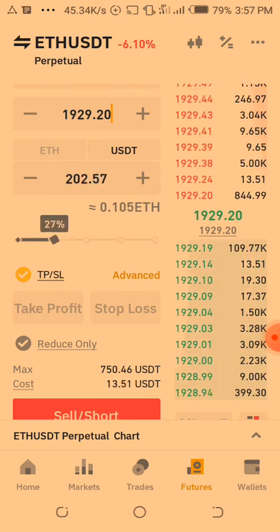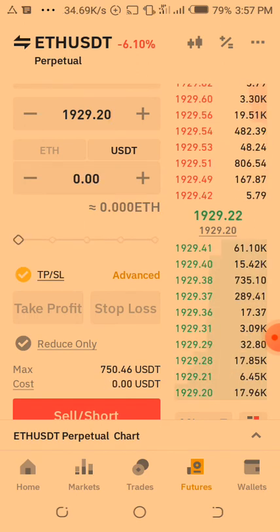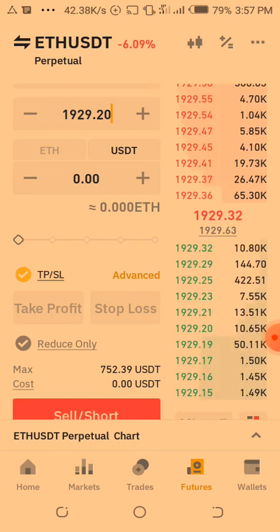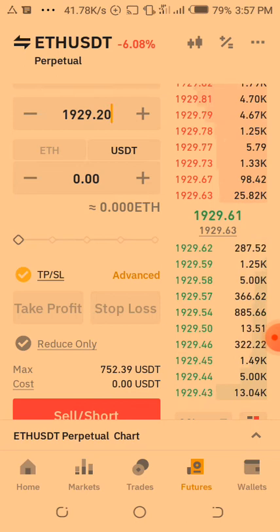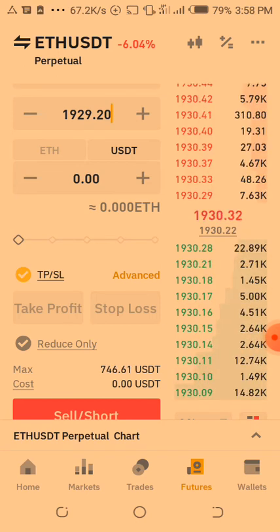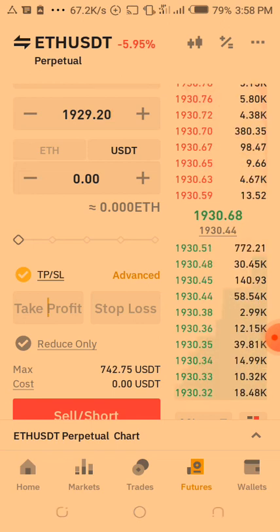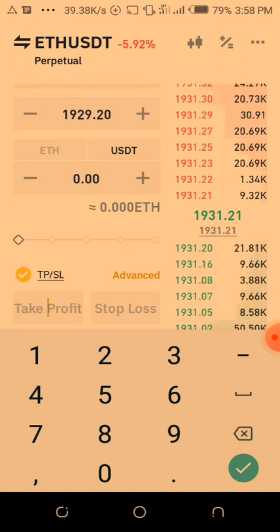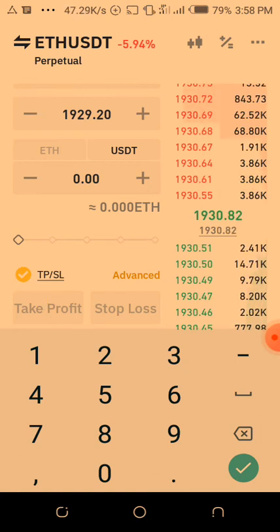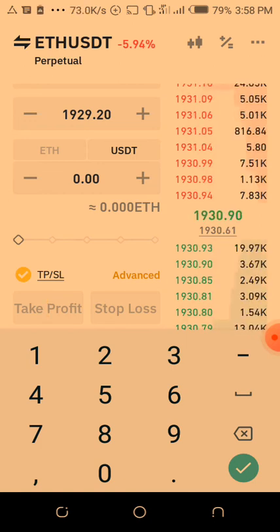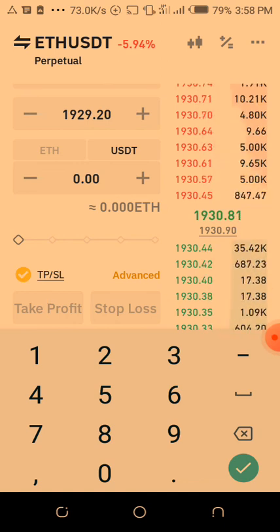And you have TP/SL. TP means take profit, and SL means stop loss. If you are setting up this trade and you get to this point, you click on take profit. You have to set the point at which you want to take your profit. If you are longing, you have to bring it higher than the entry price if you want a little margin. Then if you are shorting, you have to bring it lower than the entry price. That is the TP.